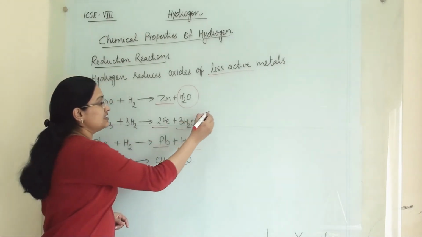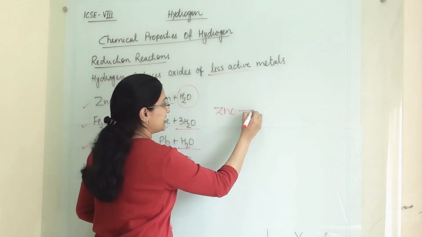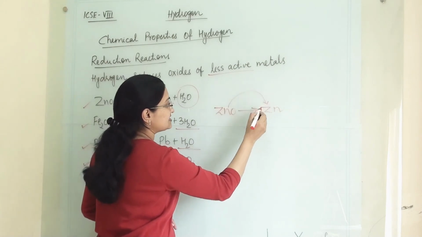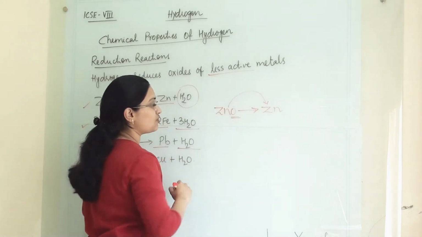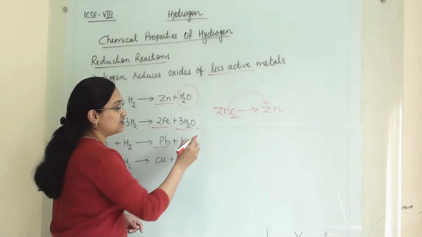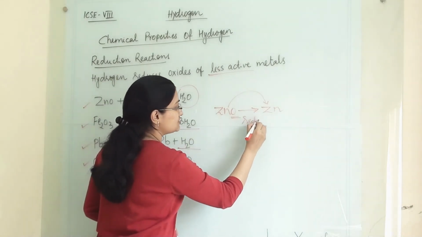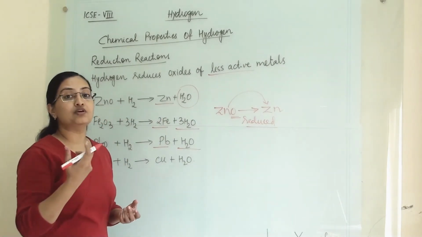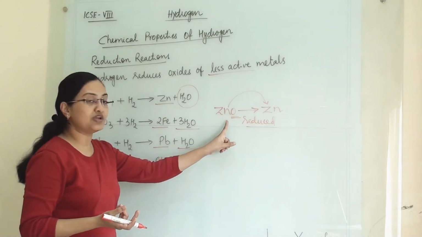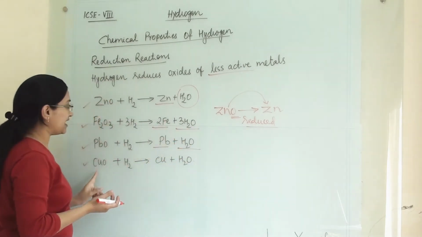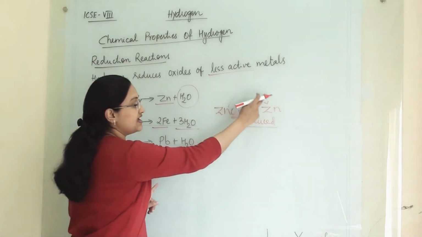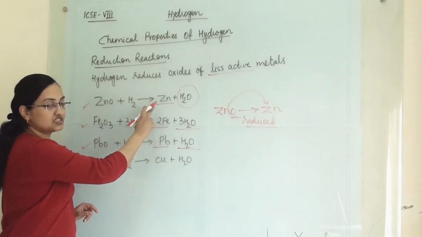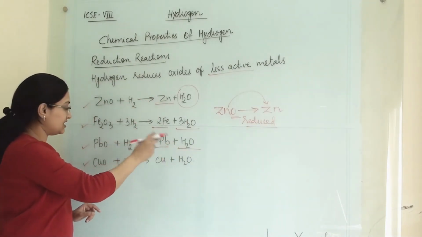Here, when zinc oxide was there, it has become zinc. That means zinc has been reduced because we are losing oxygen from zinc. So zinc has been reduced here. One of the reduction reactions is the removal of oxygen. So when we remove oxygen from all these metals, those metals are termed reduced metals. That's why hydrogen is termed a reducing reagent.